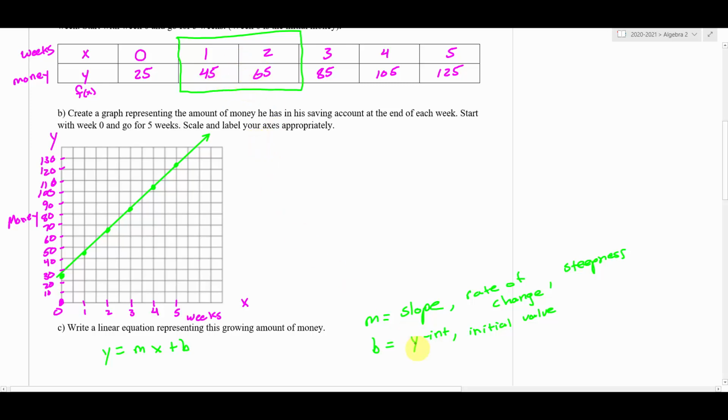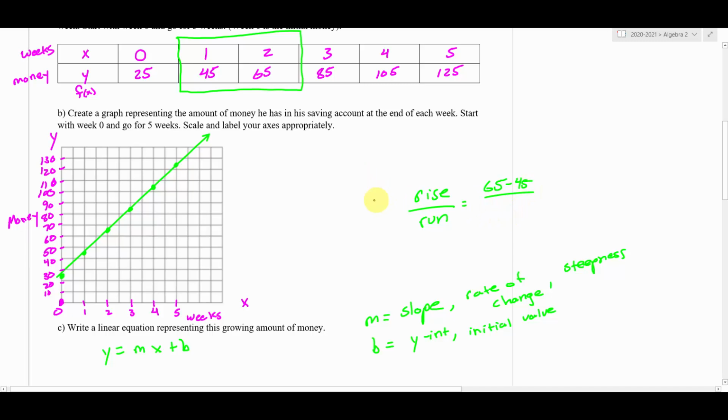All right, and if you recall, slope is simply rise over run, right? So how much do we go up or down, and how much do we go left or right? Okay, so to calculate rise, we need to take our two y values right here, the 65 and the 45, and subtract them.